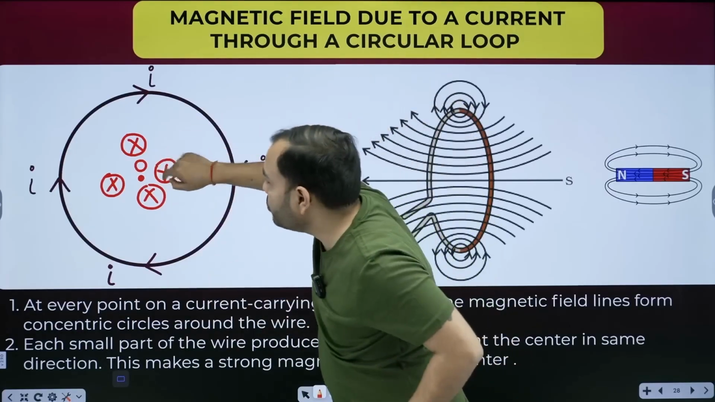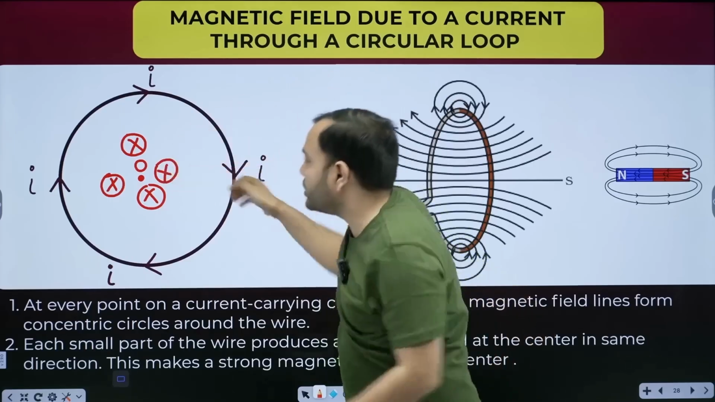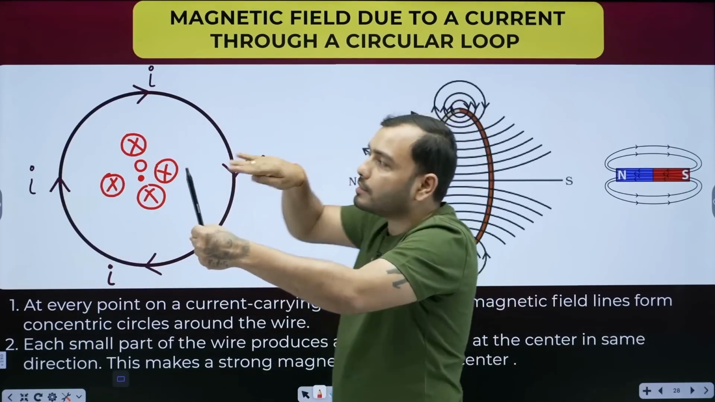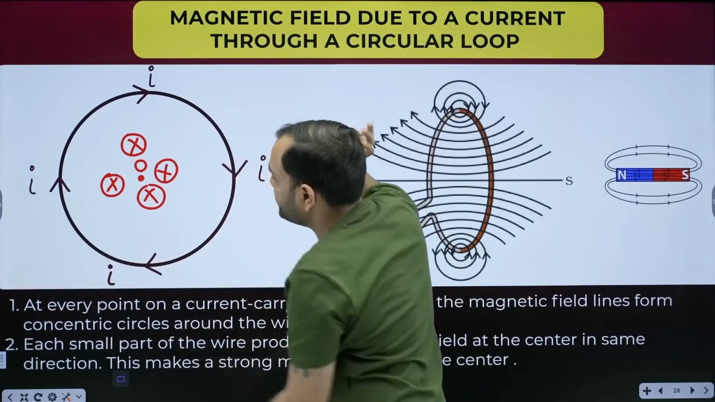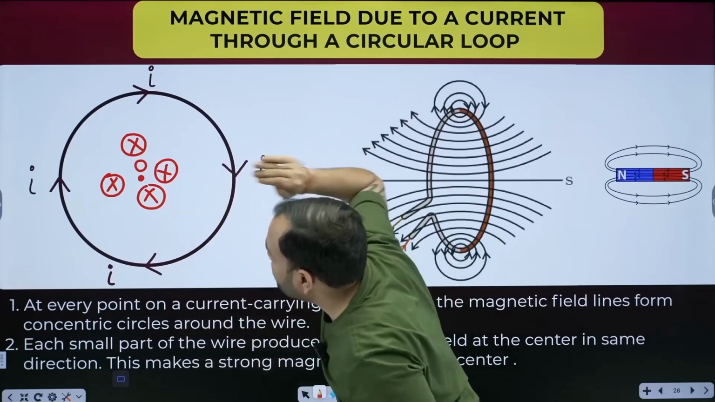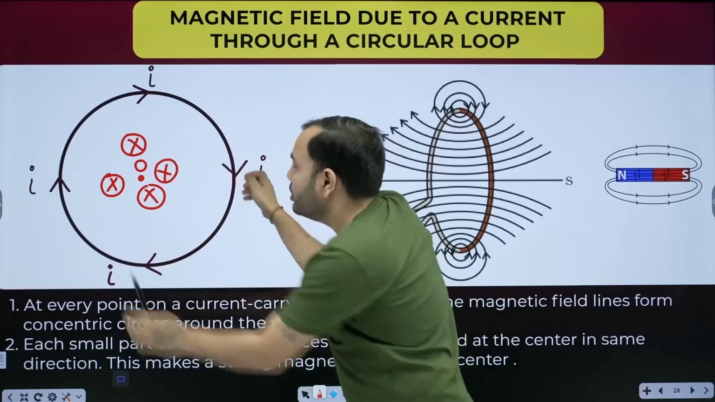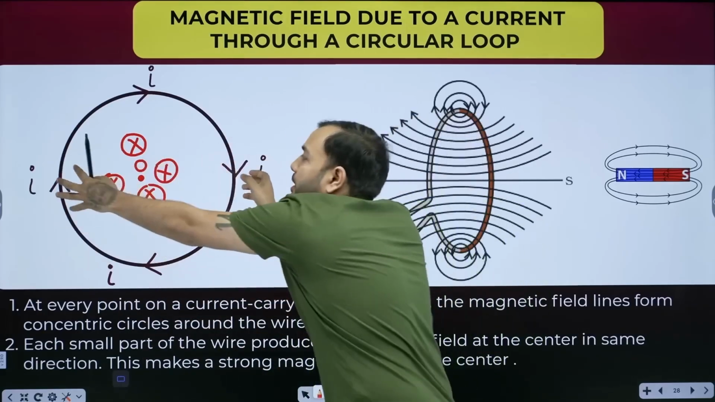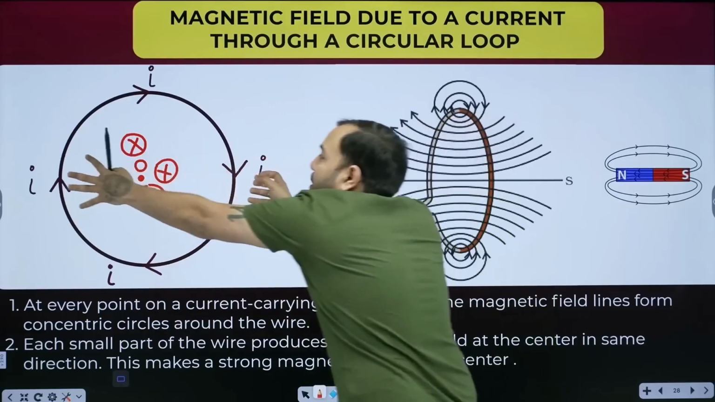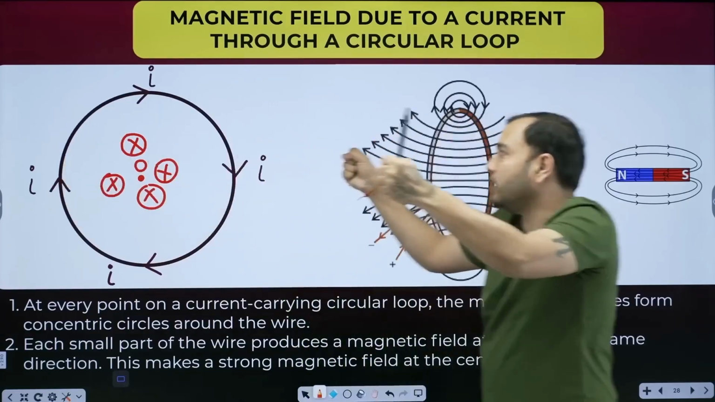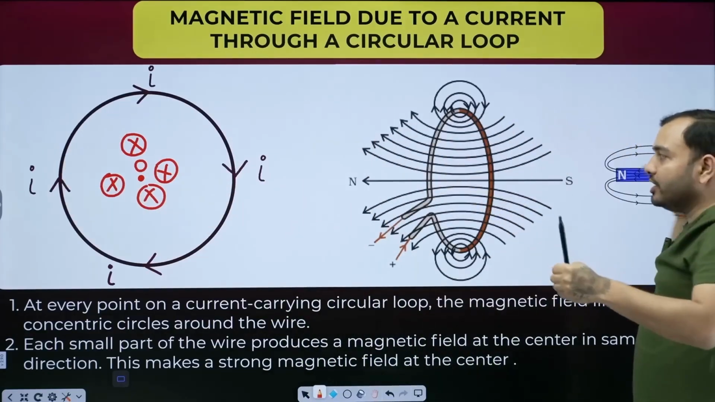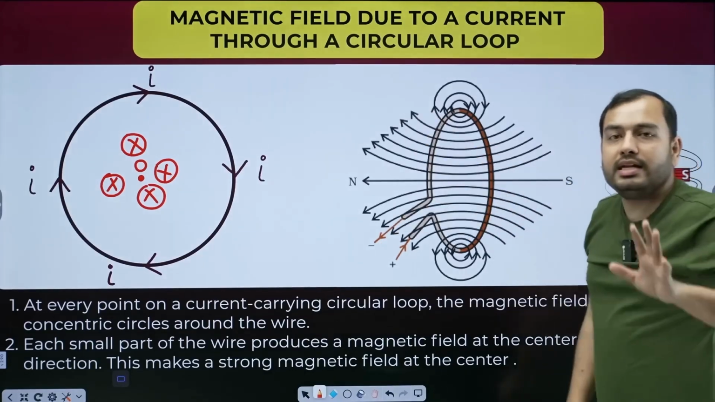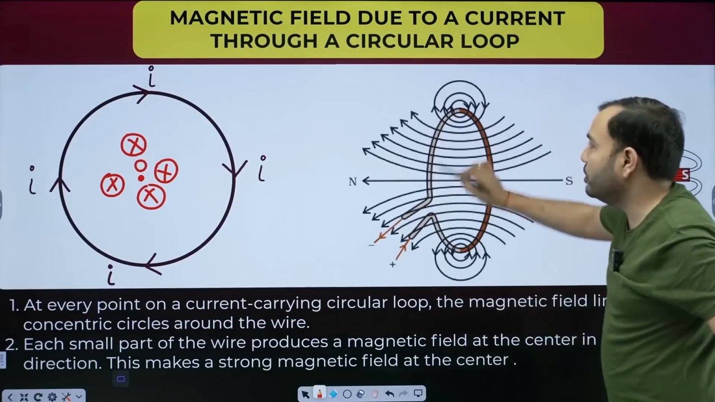Going inside from here, outside from there. When I make it like this, from this side inside, from there outside, from here inside, that side outside. How is the field line here? Going inside from here, outside from that side, like this. When I make it like this, the field line will enter from this side and exit from that side. Now look, the field line entered from this side, exited from that side, entered from this side, exited from that side. This is the field line due to a circular loop.